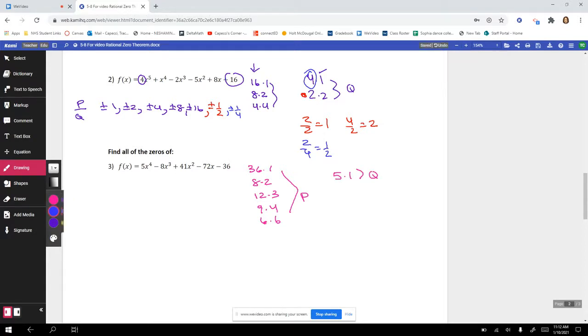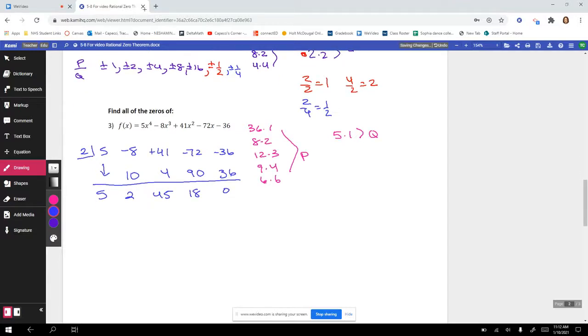After playing around with it, I was able to come up with the fact that 2 will work out for me. So I have 5, negative 8, positive 41, negative 72, and negative 36. So remember, I'm looking for a remainder of 0. So I get 5, and I get 10 here. Gives me 2, 4, 45. I have 90 there. I have positive 18, positive 36, so I'm good. Okay, so again, now I have to factor.